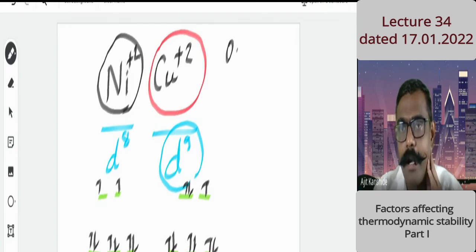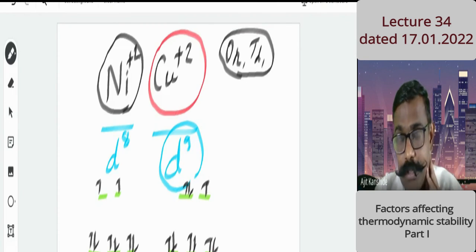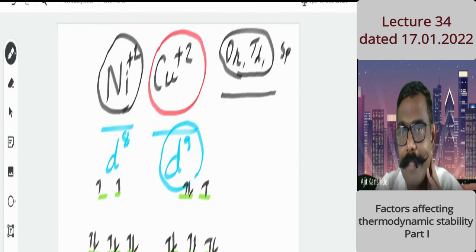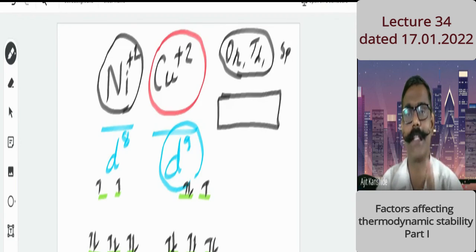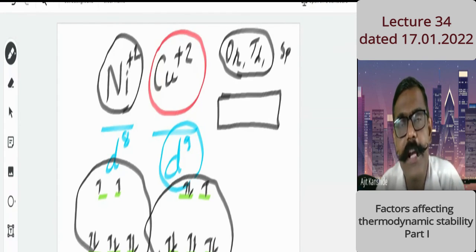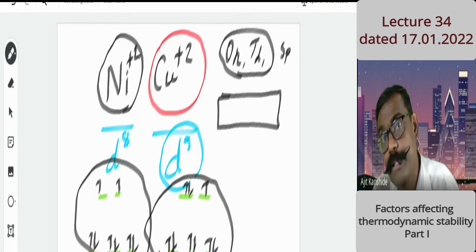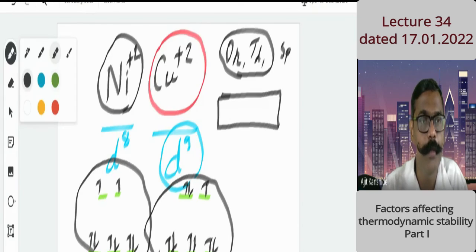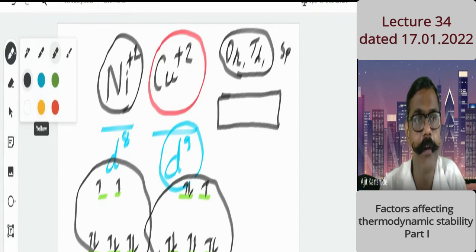Octahedral you have studied, tetrahedral you have studied. After that, before studying square planar, you have studied one kind of complexes. What are those complexes? Because of this difference in electronic configuration, those complexes do occur. What is that electronic configuration? How can I understand electronic configuration?